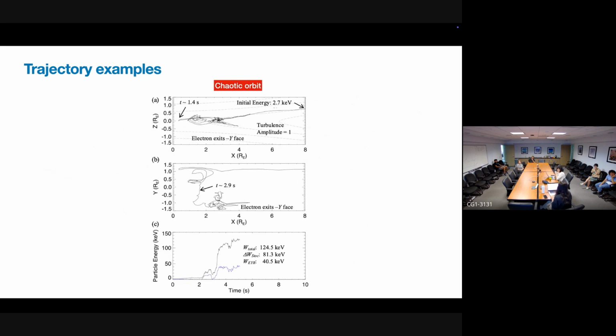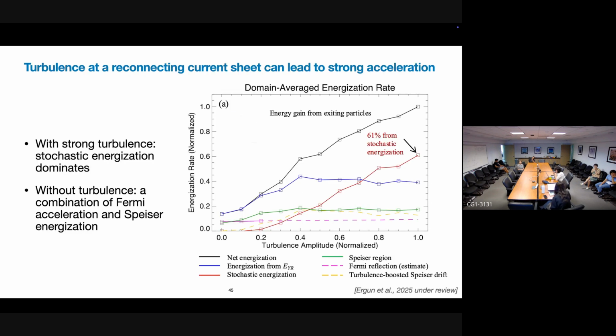Another one is a fully chaotic orbit, showing how particles are just bouncing around in the turbulence. This one shows how significant stochastic heating is. As you can see at the bottom panel, the stochastic heating is almost twice as large as the energy particles can get from the out-of-plane electric field. So it's a major contribution from turbulence, just from the stochastic random walk heating.